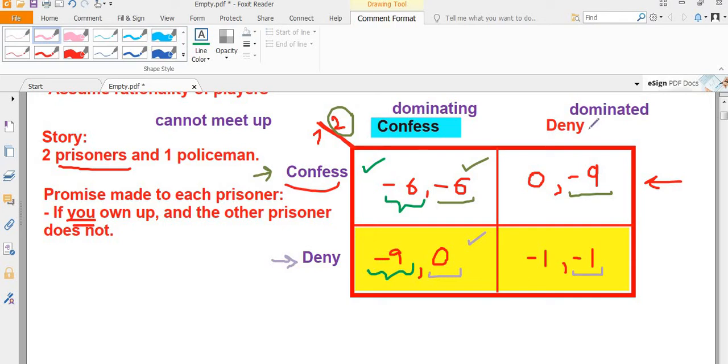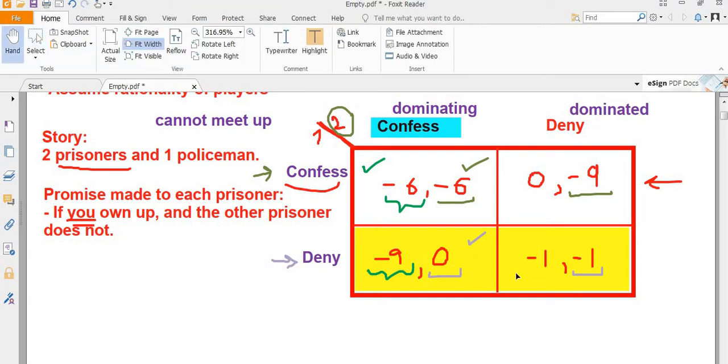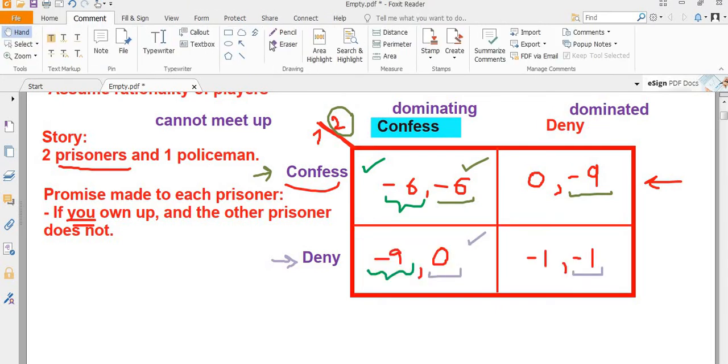Now what happens if my friend denies? So this time I'm looking at this column. This time I'm looking column wise.